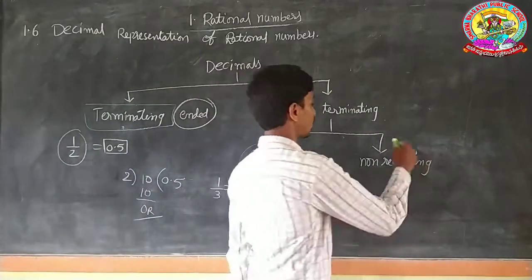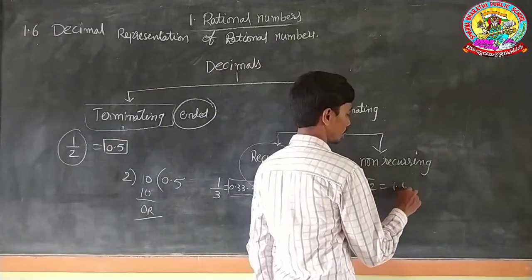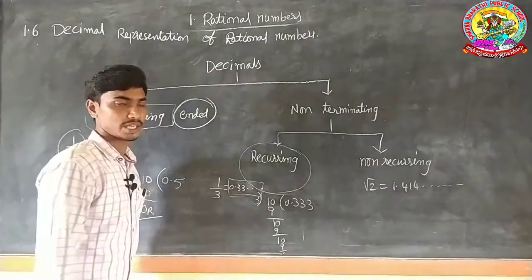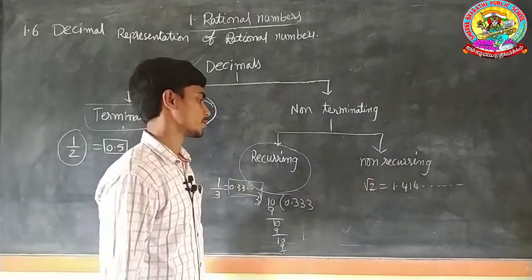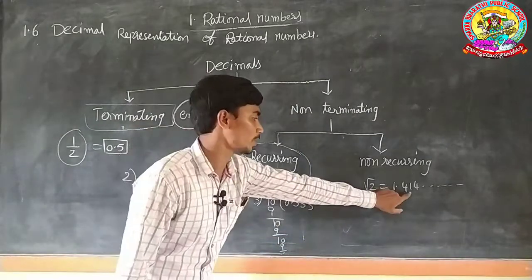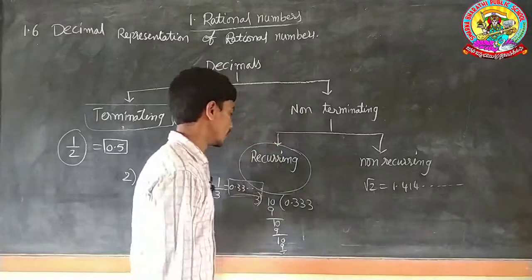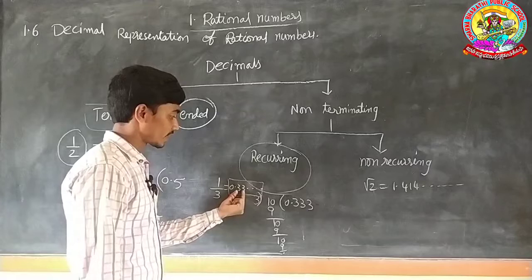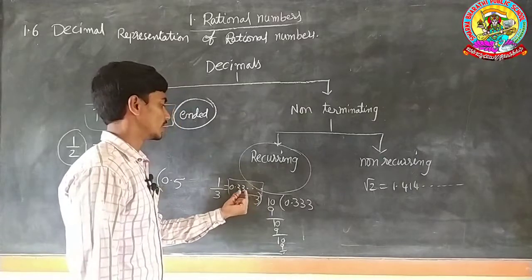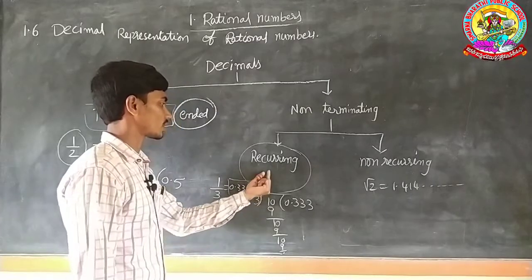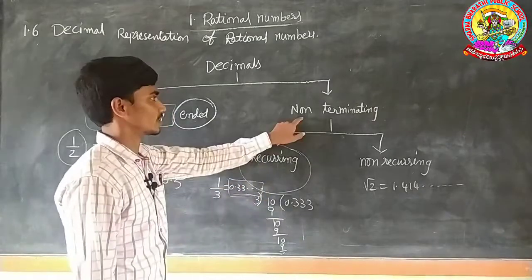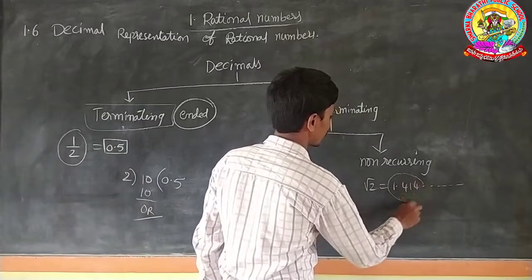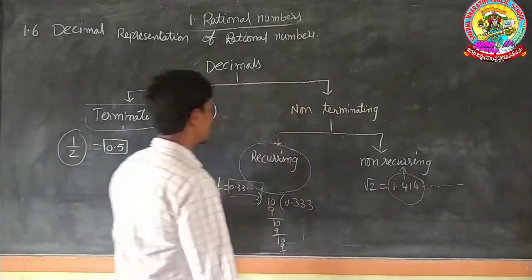Non-recurring means, for example, the value of root 2 is 1.414 and so on. It is continuously coming. There is no ending point for that decimal number. One more thing, there is no repetition of a number also in the decimal form. In the previous case it is not ended, but a particular digit is repeating. So these type of decimals are called recurring decimals. In this one, of course, it is non-terminating, but here no number is continuously repeating. So these type of decimals are known as non-recurring decimals.